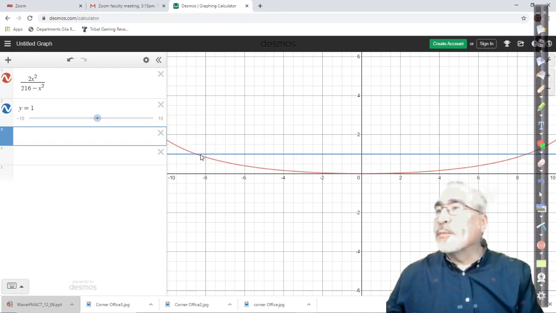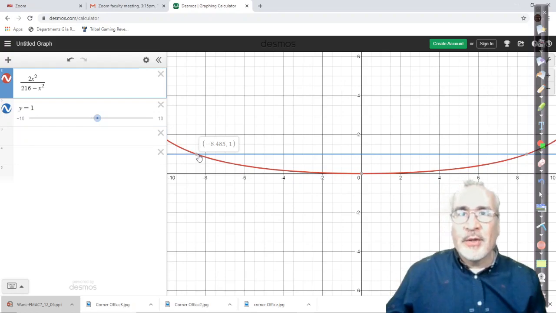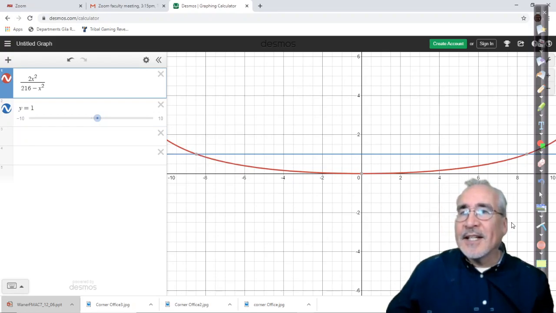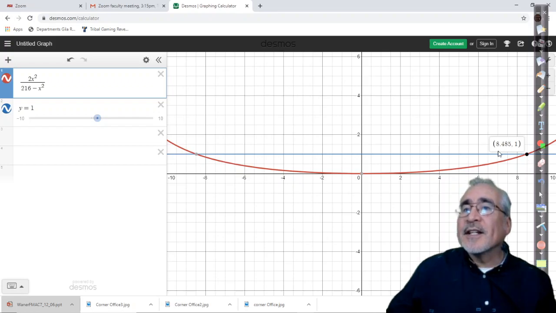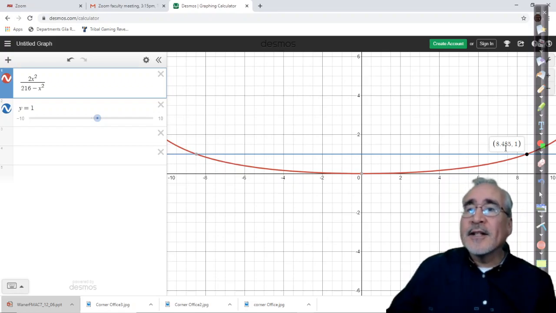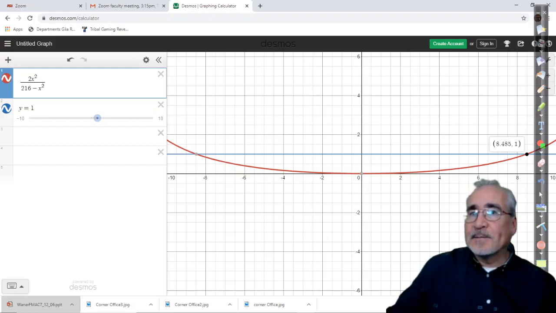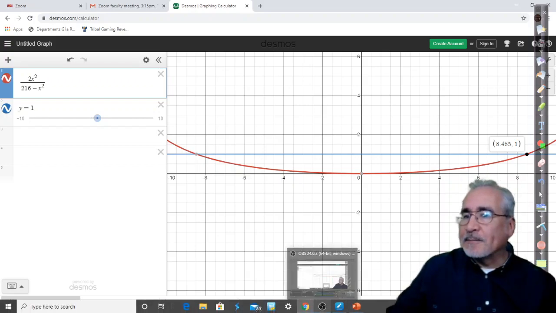And we can see there's two places. There's one over here at negative, but we don't want to charge negative money. The other one's over here, $8.49 if you want to round it up, but 8.485 would be our preferred price. Okay, that's where it's equal to 1.